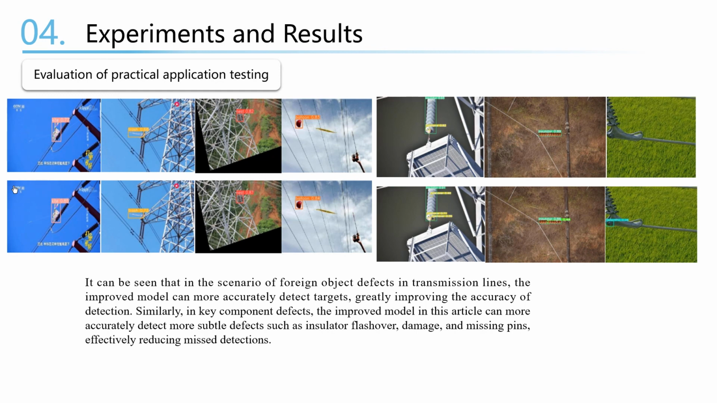Similarly, in key component defects, the improved model in this article can more accurately detect defects such as insulator flashover, damage and missing pins, effectively reducing missed detections.